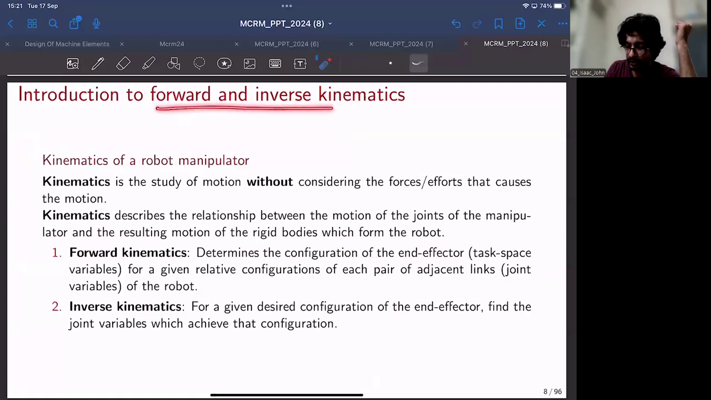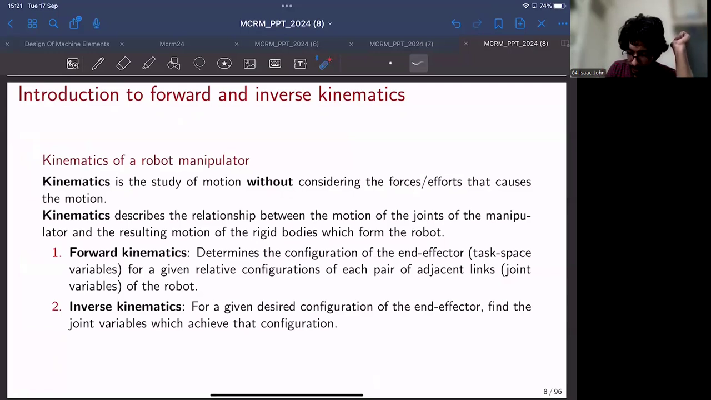won't be discussing that too much in detail. So I'll just glance through this. So basically, kinematics is nothing but the study of motion without considering the forces or the efforts that basically cause the motion. Right? Something that causes the motion, we mostly neglect the cause of motion.